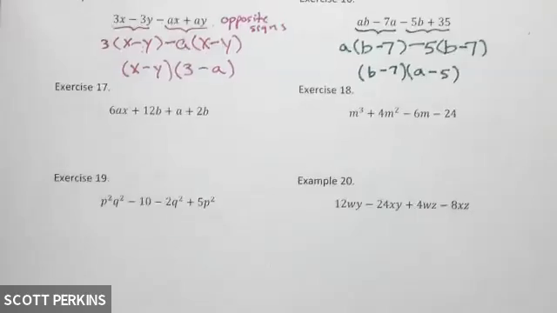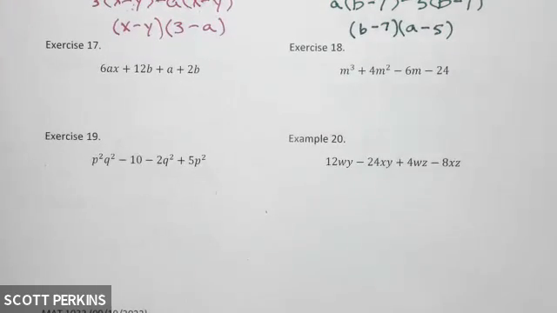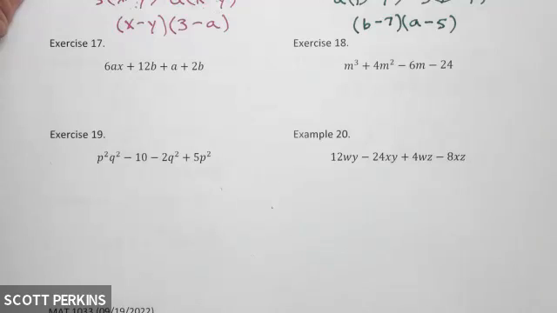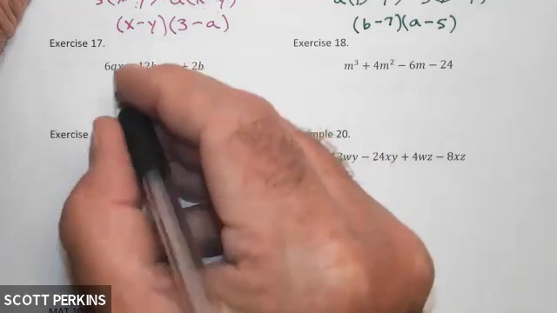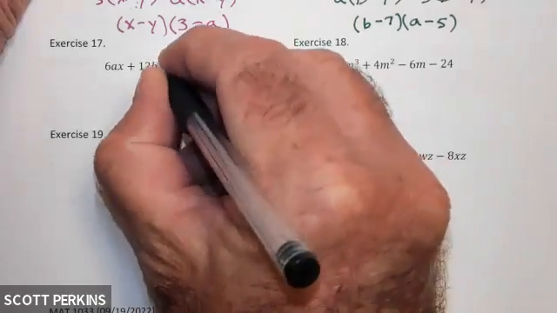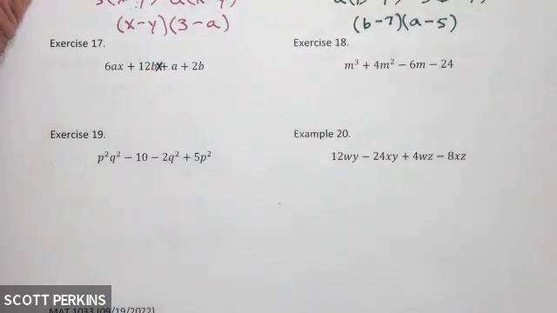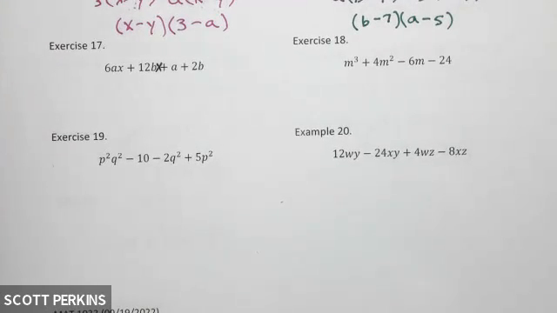All right, exercise 17. I made a mistake, which you're used to by now, so I understand that. This should be 6ax plus 12bx. There should be an x right there, plus a plus 2b. So give that a try, factor by grouping. Now it will work.